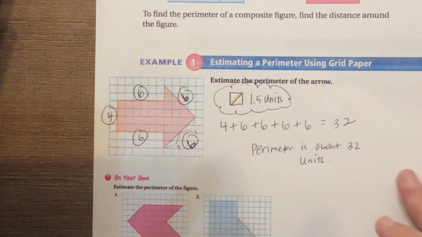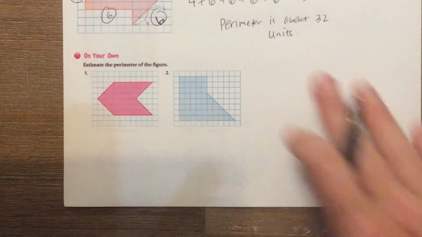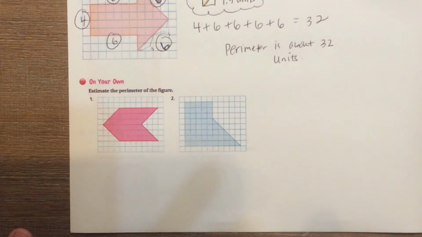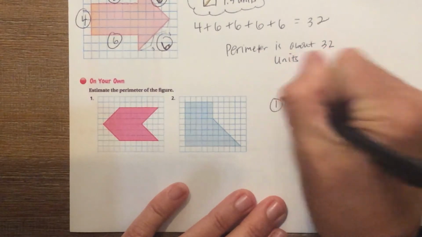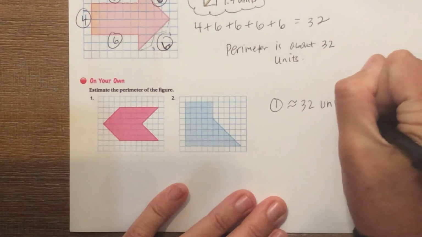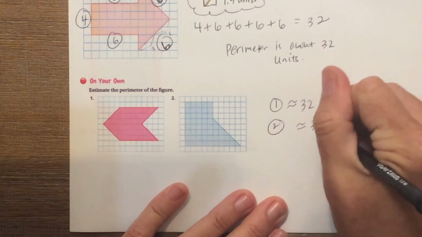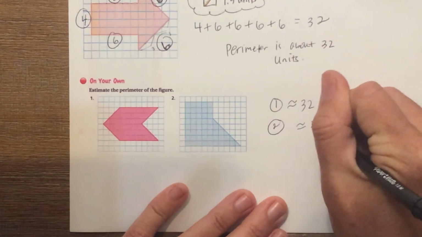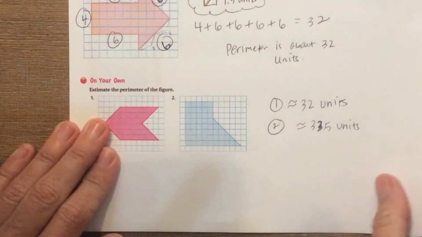All right, go ahead and pause the video and give these two a shot, okay? Keeping in mind this little bit right here. All right, go ahead and pause it. Alrighty, hope you paused it and gave it a try. So the answer to number 1 is approximately or about 32 units. And number 2 is about 33.5 units. All right, if you didn't get those answers, go back and give it another shot, all right?